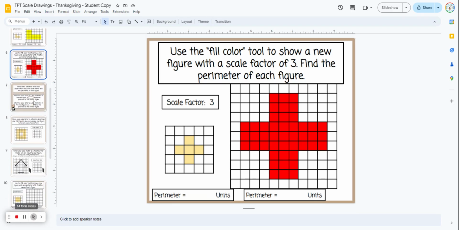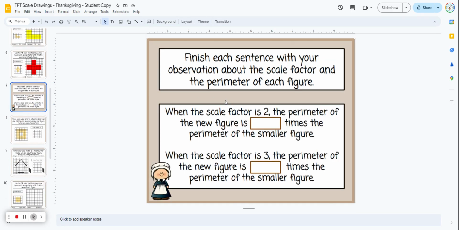Now just as a recap for what they've just done, here when the scale factor is 2, the perimeter of the new figure, and they're just going to type in 2 times the perimeter of the smaller figure. And if the scale factor is 3, the new figure is 3 times the perimeter of the smaller figure.